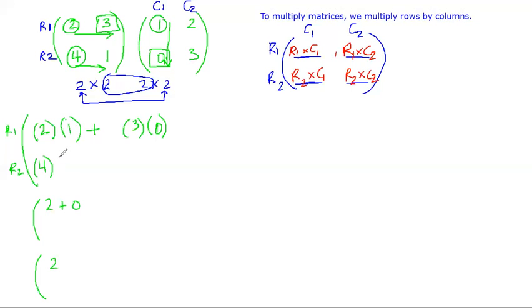So I have 4 being multiplied by 1. It's easy to know if you're doing the right thing because these two numbers here should match, because we're multiplying by column 1 again. And then this is going to be 1, because in row 2, this is my second number, multiplied by 0, because that's the second number in column 1. So underneath here, I'm going to have 4, because 4 ones are 4, plus 0.